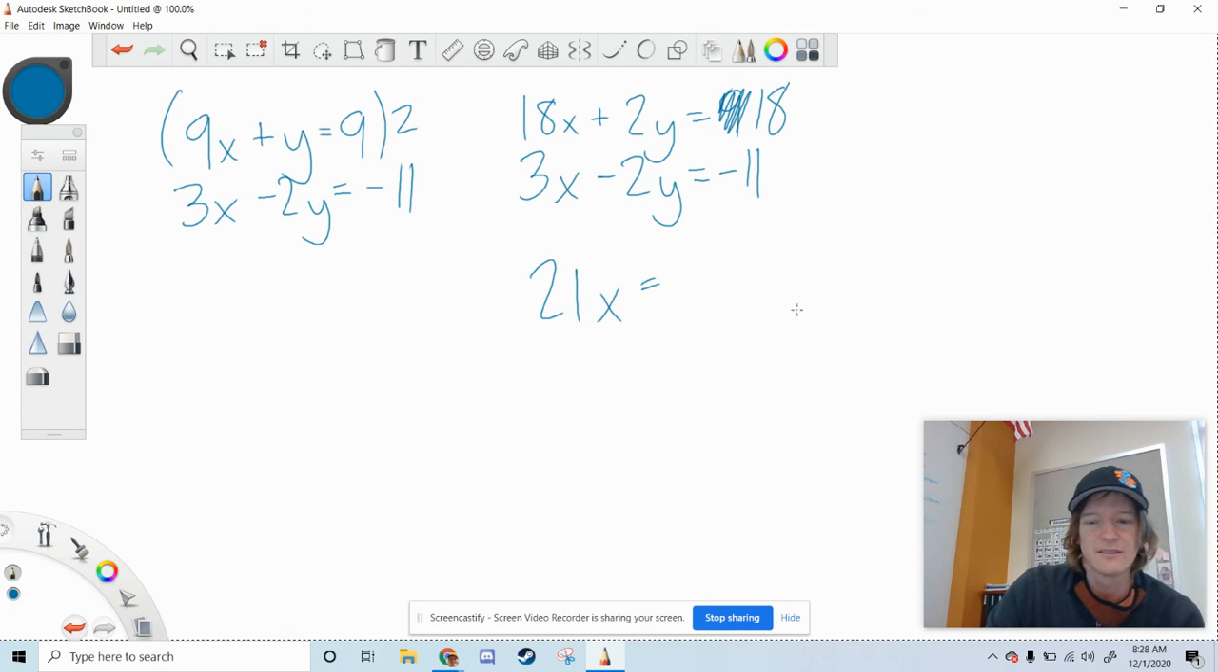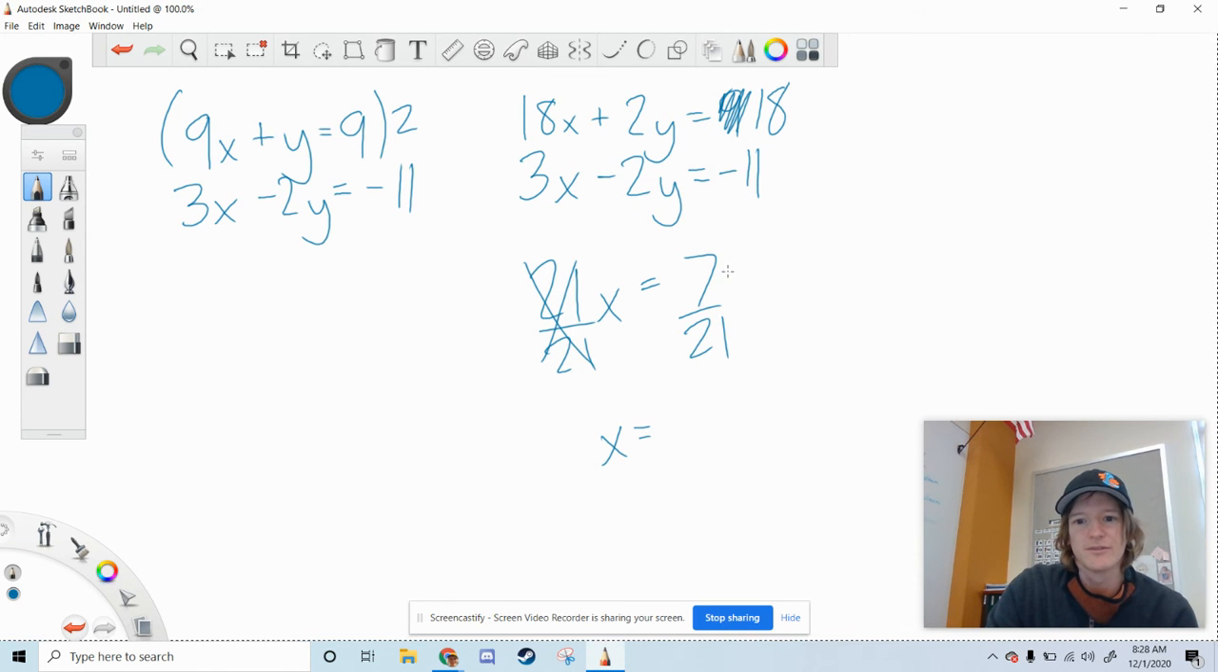How about 18? That's a little bit better. 3x, let me see. All right, it's going to happen. 7. Divide by 21, divide by 21. x equals 7/21, which you could divide them both by 7. We get 1/3. This actually is going to be okay, though, for our y. 1/3 is the right answer here.